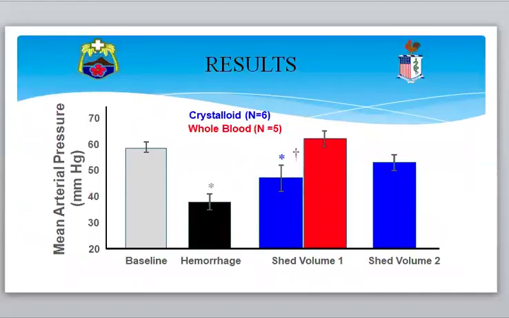Another important difference to note is that the whole blood returned blood pressure to baseline with 1 shed volume on average, compared to an average of 2.17 shed volumes of normal saline, with a tendency for a smaller magnitude and durability of effect in the crystalloid group. This was a significant difference.